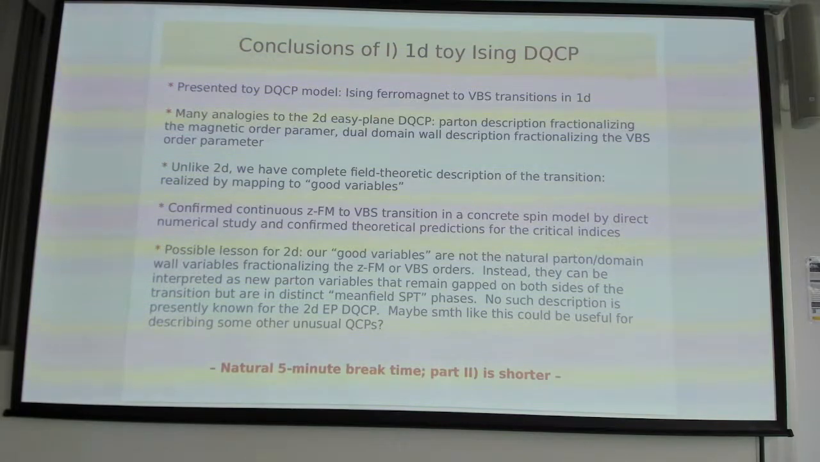And again, one possible lesson from this is that in the end, the good variables for the description of the transition are not domain wall or parton variables for the ferromagnet. They are actually some different variables, as I mentioned. There are different ways of viewing it. One is to view them as partons which are gapped in both phases but undergo an SPT transition. And we do not know such a description for 2D DQCPs, and maybe it doesn't work for 2D DQCPs, but maybe some other interesting critical points can be arrived at via something like this.